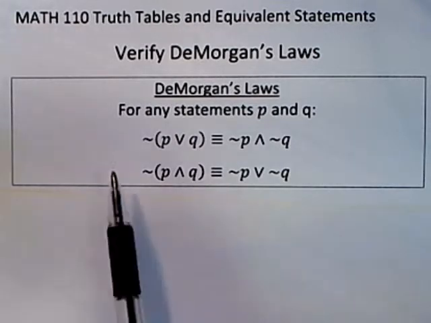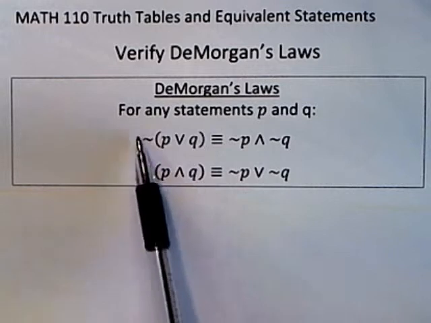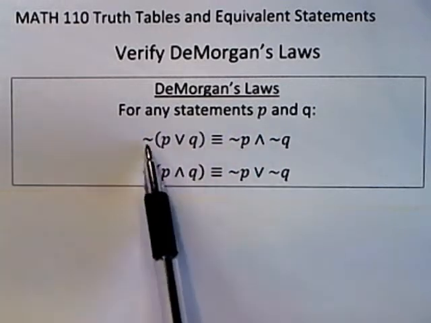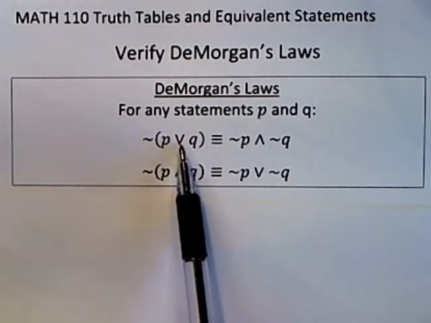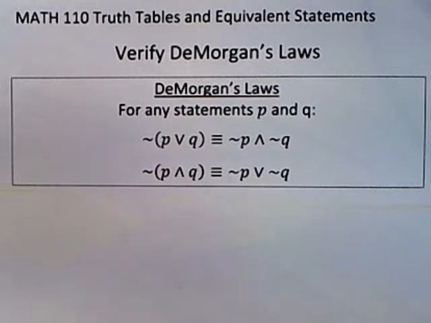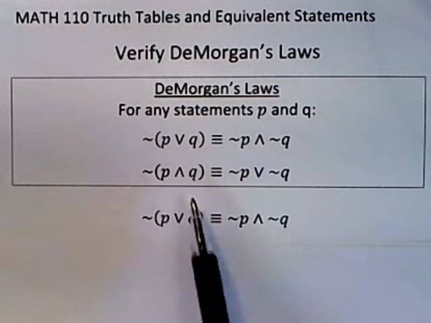In any case, I want to verify both of DeMorgan's laws, and I'll start off with the first one that tells me how to negate an or. So I'm going to do this one first. This is the first one of those.